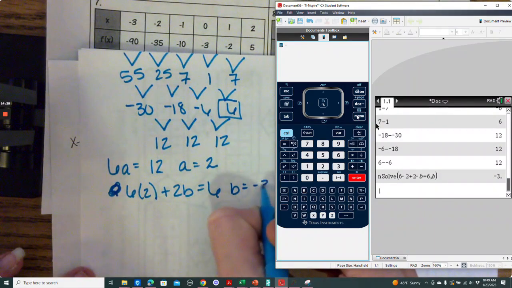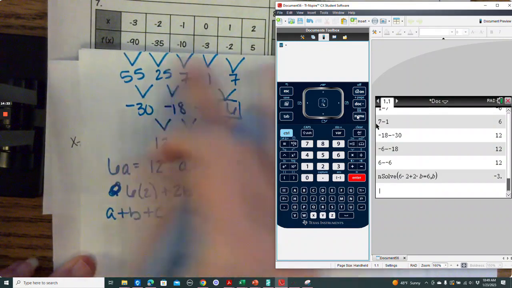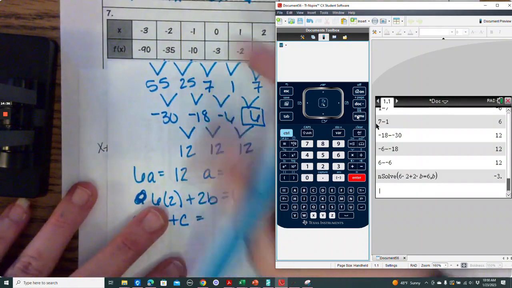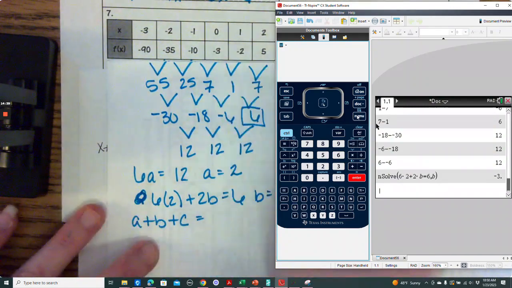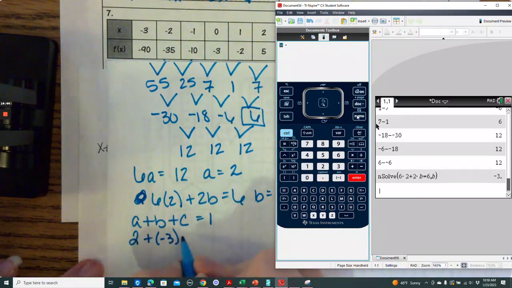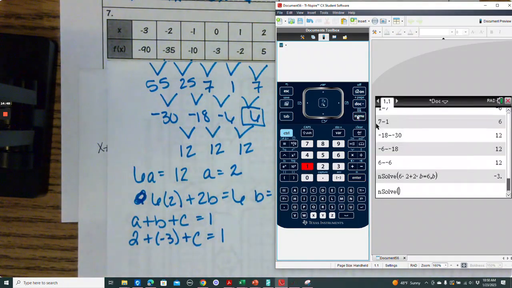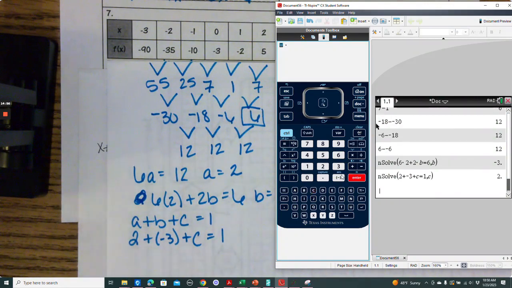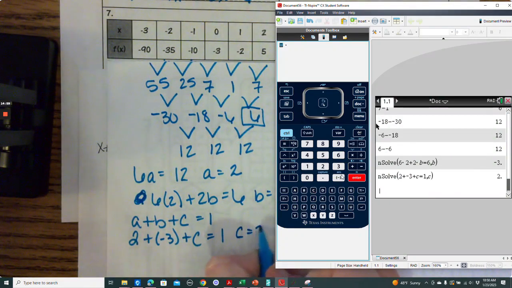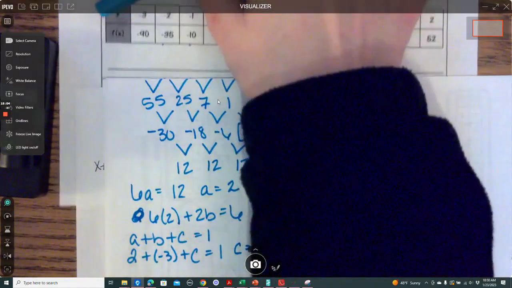B equals -3. A plus B plus C equals the first change between 0 and 1. It's a 1. So 2 plus -3 plus C equals 1, comma C. C equals 2. Oh, yeah, I wrote that down wrong. Now I get it. All right, here we go.